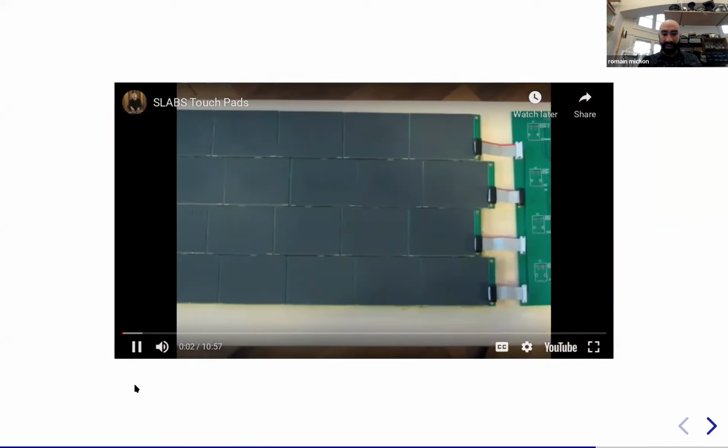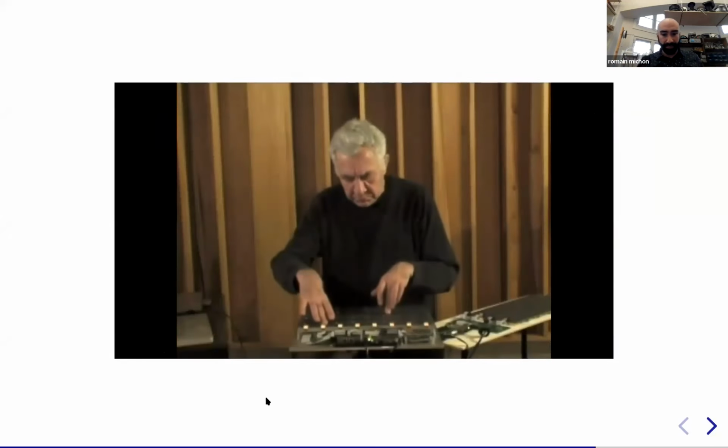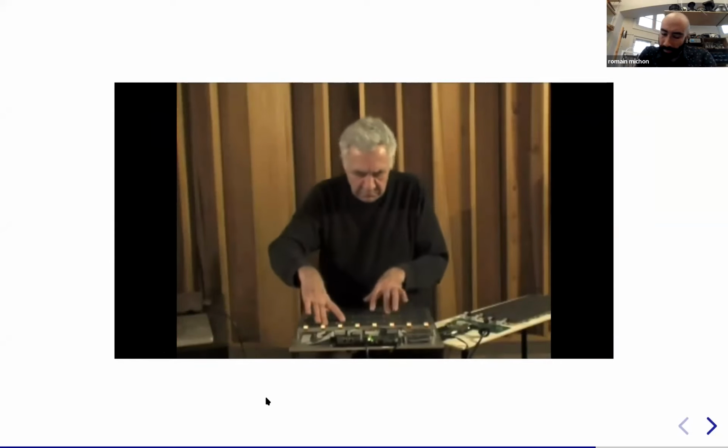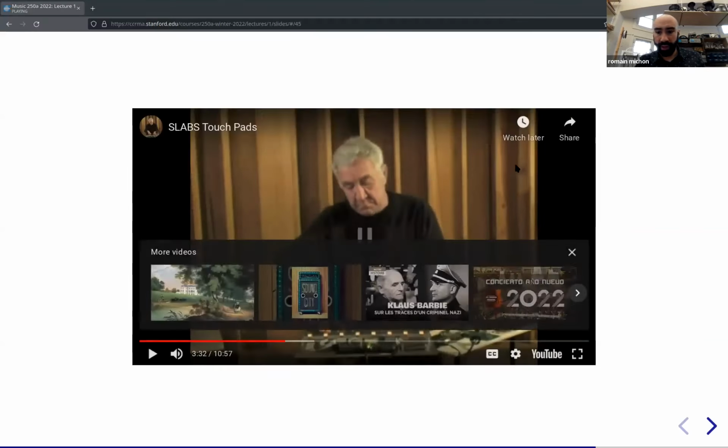It's a little bit like the Seaboard. It's a pressure sensitive instrument. So what David wanted to do with this instrument is make an instrument that would be as fast and as precise as possible, so that if you wanted to do a drum roll on it, for example, you could do it.